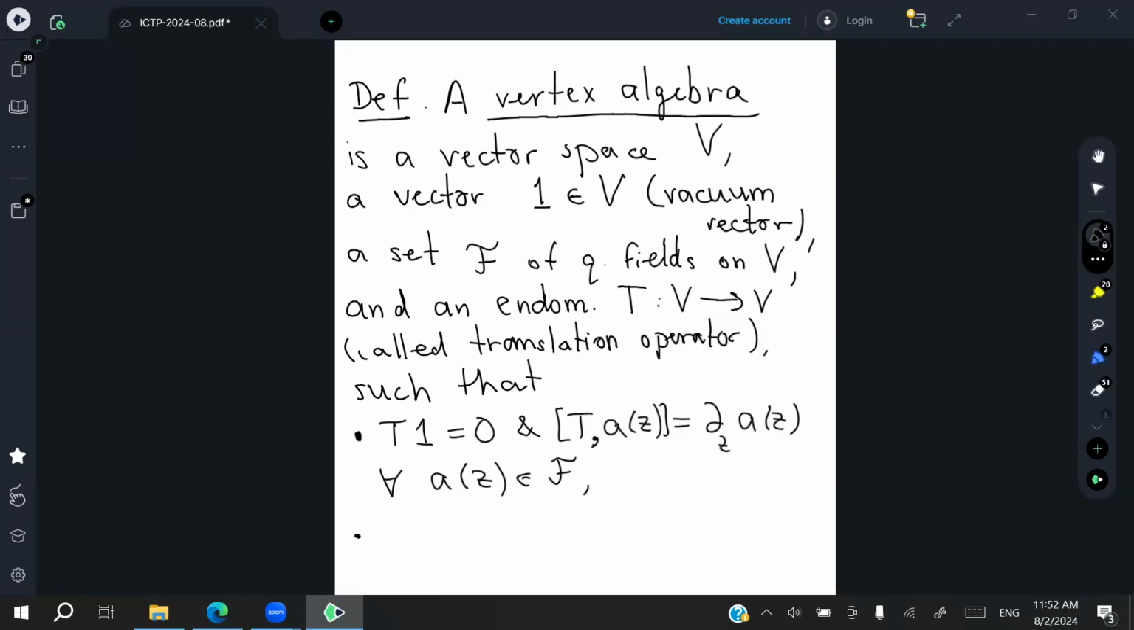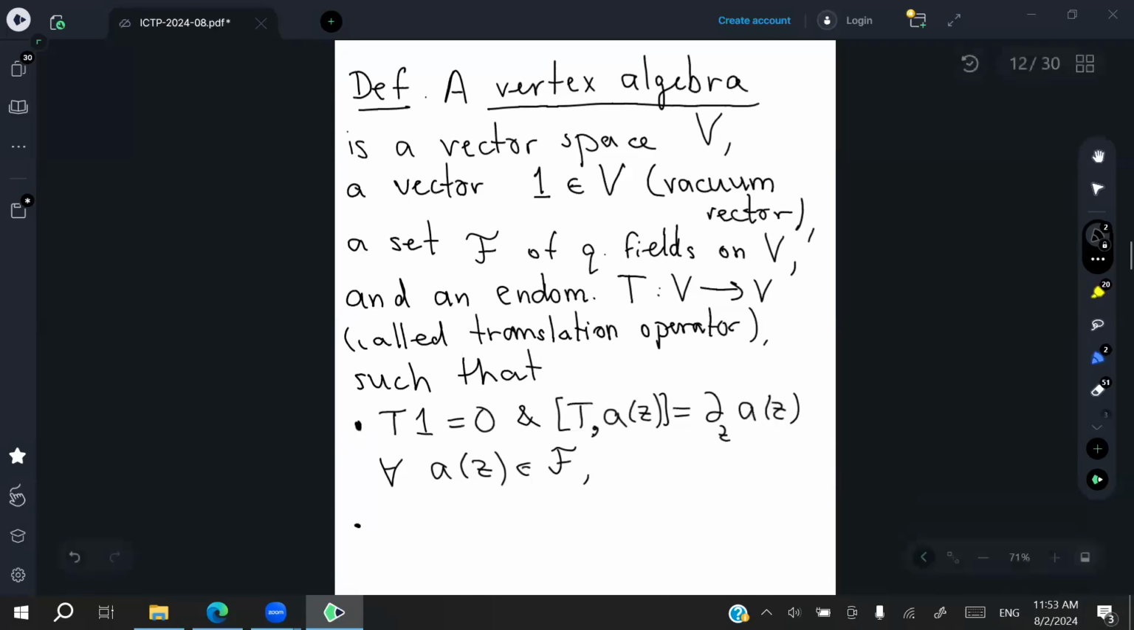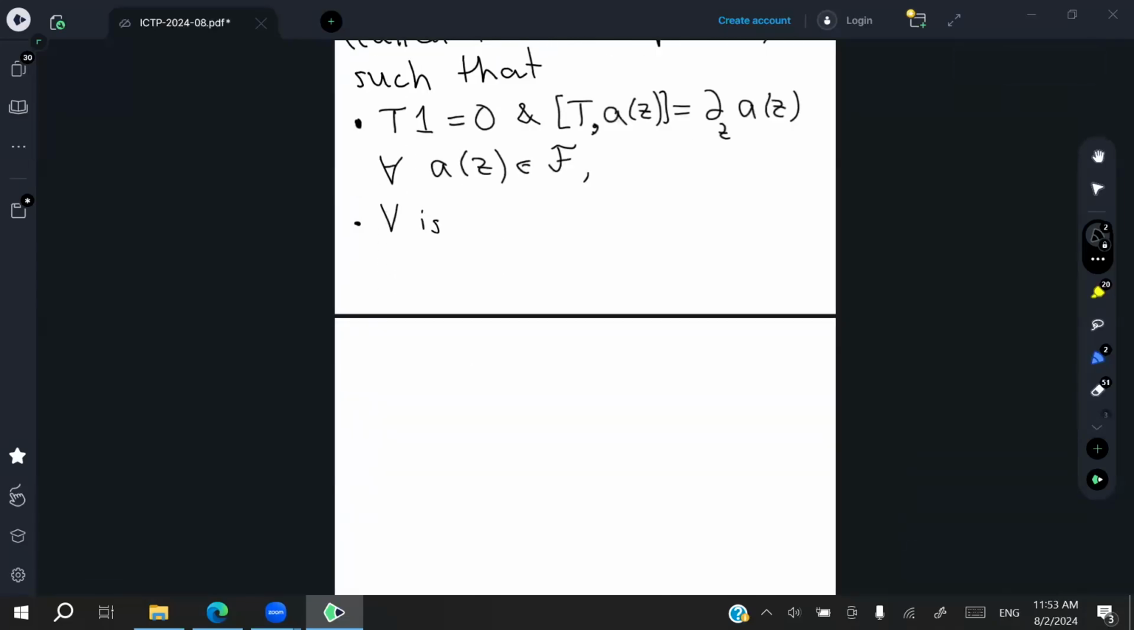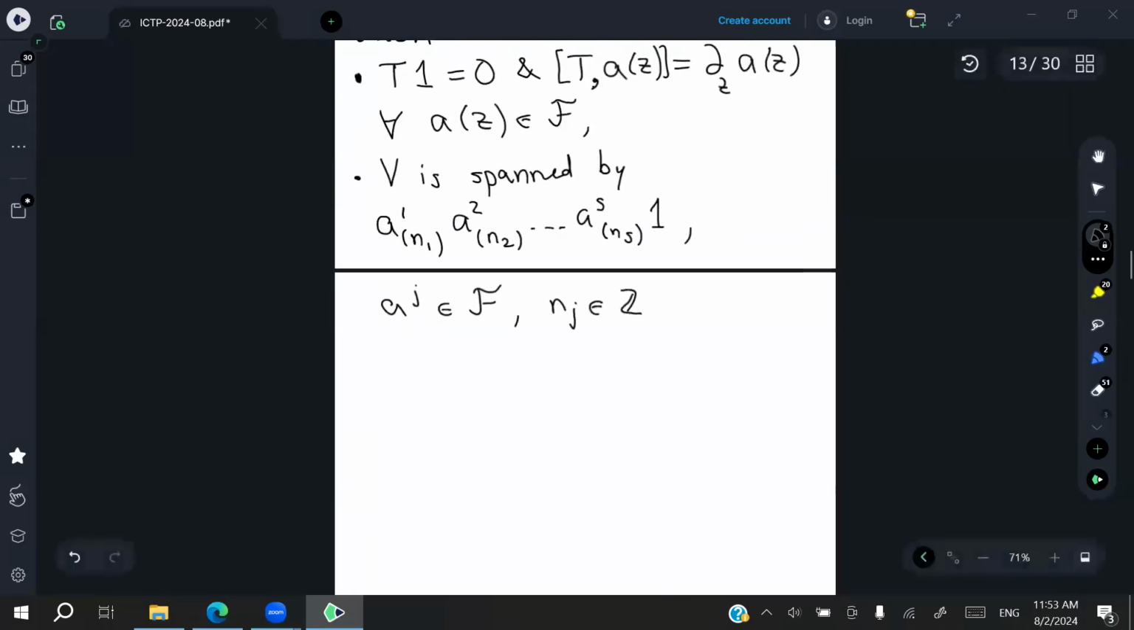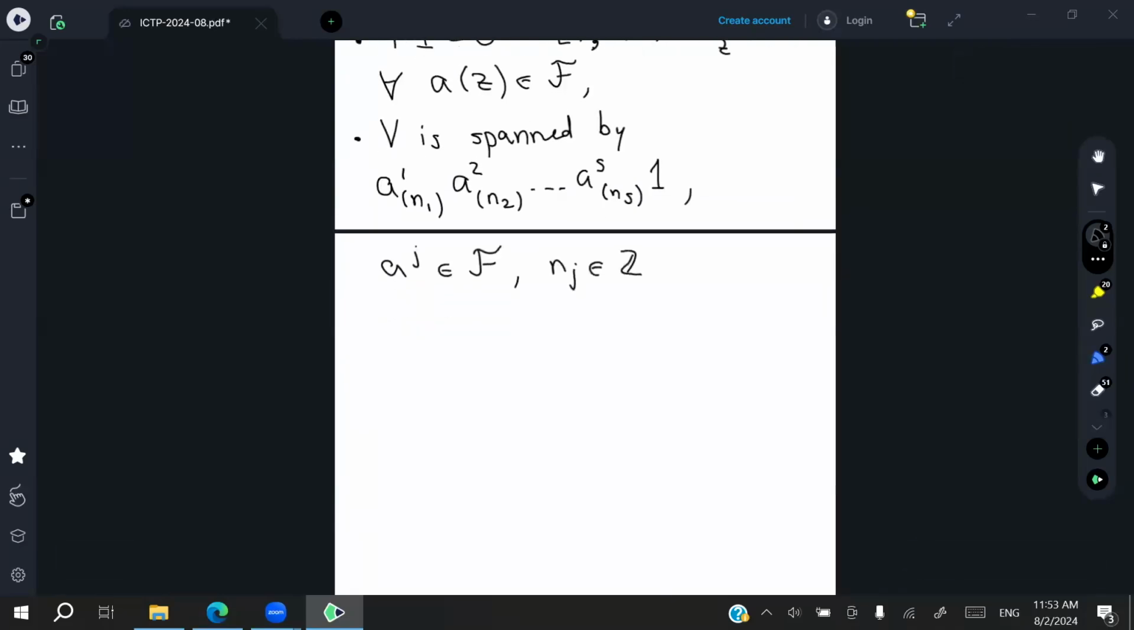It's one of the axioms. The next thing is that V is spanned by vectors A1^N1, A2^N2, up to AS^NS, applied to the vacuum, where the AJ are fields in F and the NJ are integers. So this just says we have a collection of quantum fields. Each quantum field has a bunch of coefficients. And if we arbitrarily apply coefficients recursively, then we generate everything in V from the vacuum vector, okay?